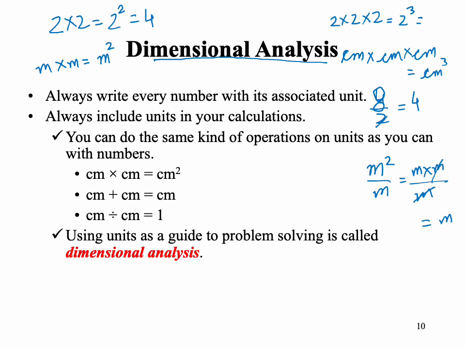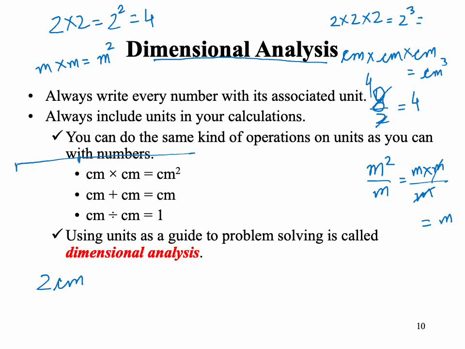Just how you can cancel numbers, you can also cancel units. Just how you multiply numbers, you can also multiply units. Just how you add numbers, you can also add units. What does that mean? For example, if I say 2 centimeters, I'm measuring the length of this object, let's say, and I bring a ruler. The ruler is only a small ruler, so it can only measure a few things at a time.